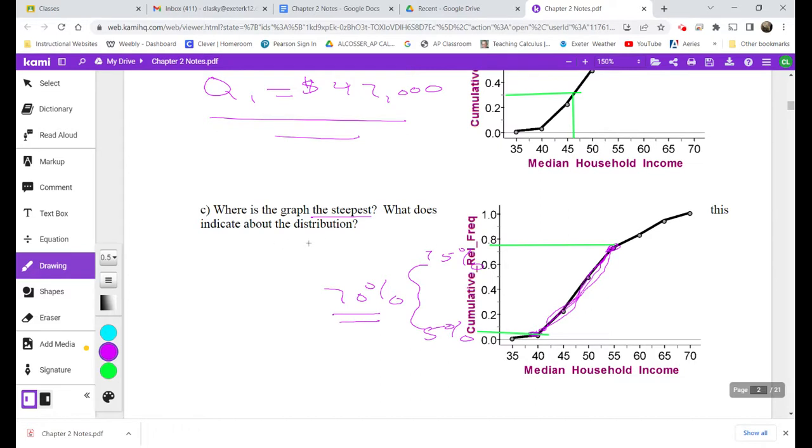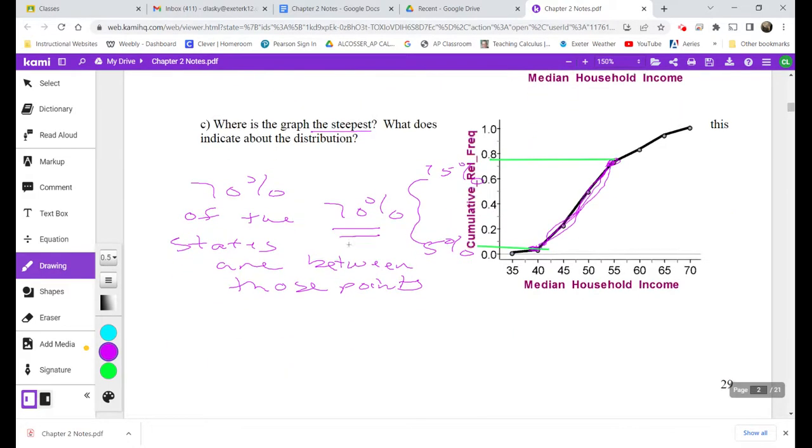So what does this indicate about the distribution? That means 70% of the states are between those points. So on this relative frequency distribution graph, the steeper it is, the more data points there are. Okay, so the steeper it is, the more data points there are.